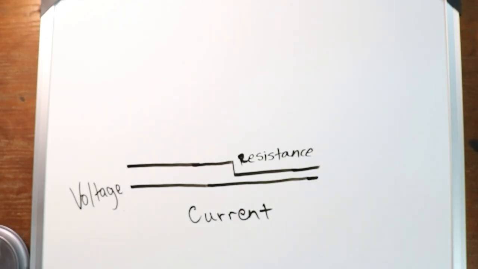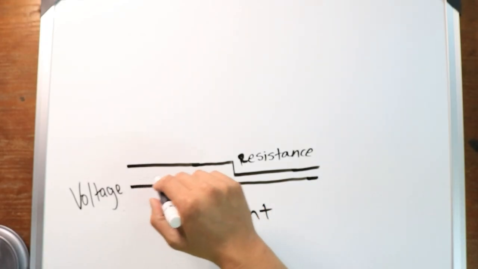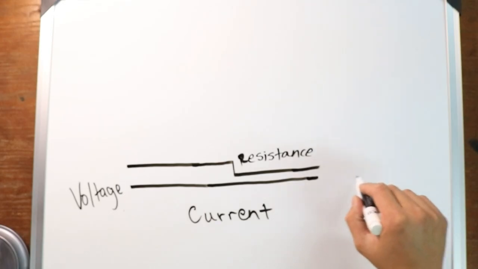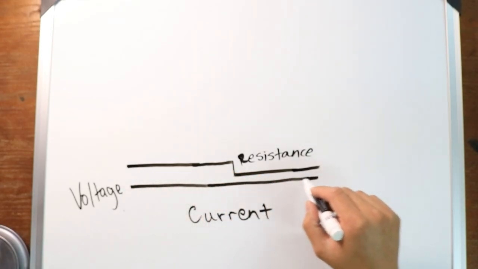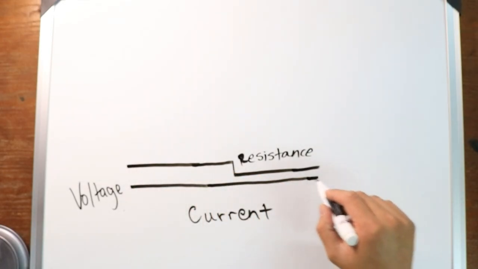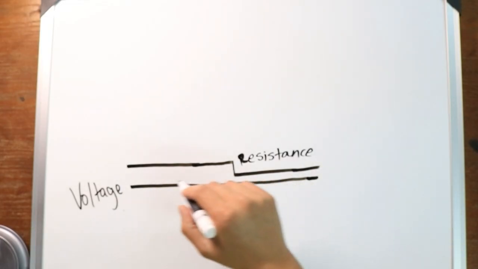Electricity flows in a conductive material. Okay, so just for example, let's pretend this is a copper wire right here. This copper wire is going to conduct electricity when you power it up, right?